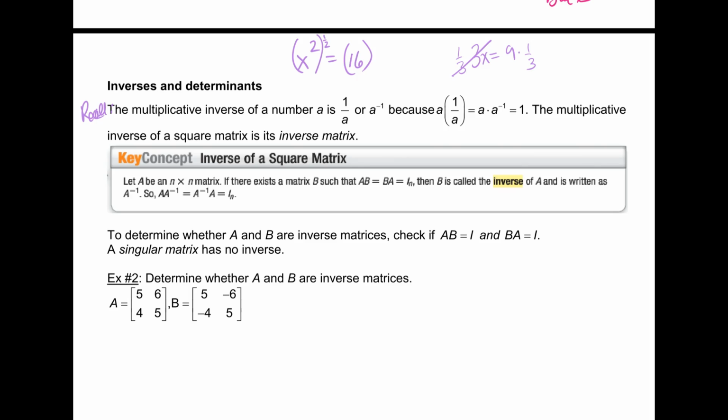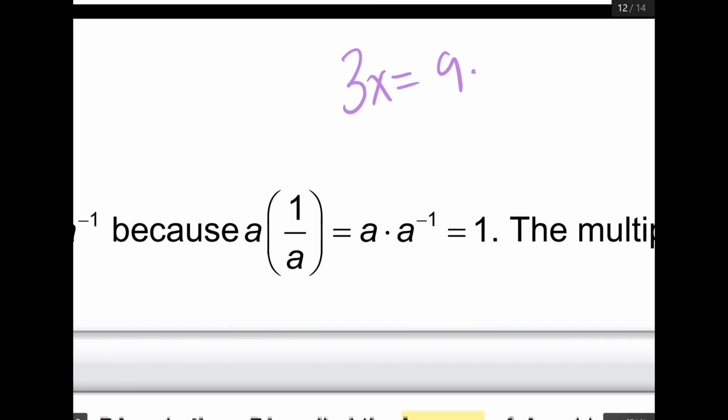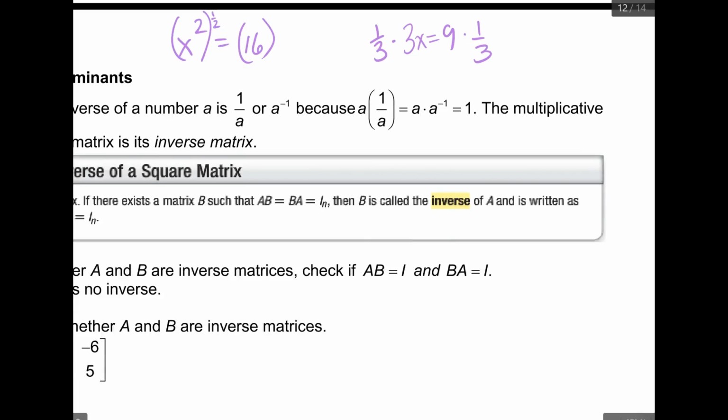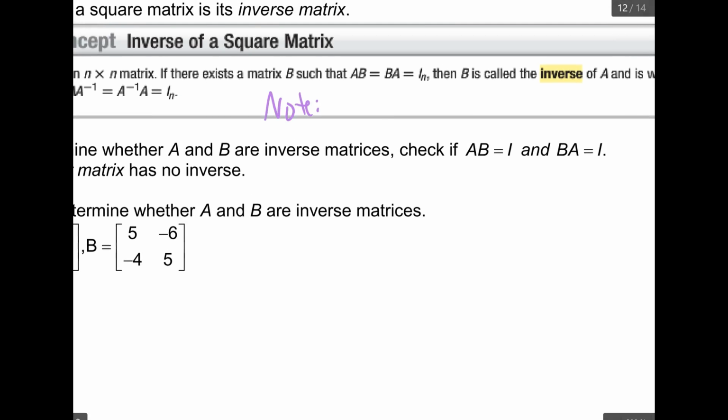Since we can't divide by a matrix, what we do is multiply by the inverse. Up here, instead of multiplying by a third, I could have just said divide each by 3, and that solves it, but we can't divide by matrices. So the inverse of 3 is a third, so it's multiplying by the inverse. Same here. You can't divide by matrices, so you multiply by the inverse.